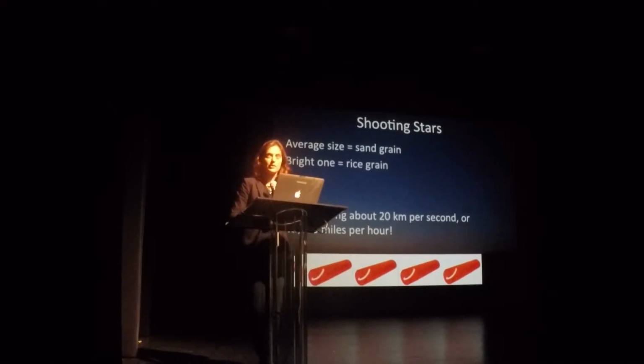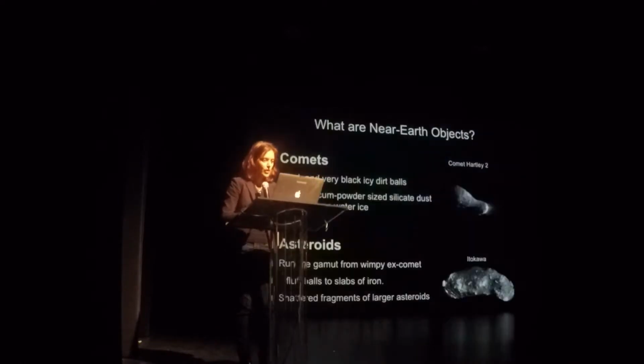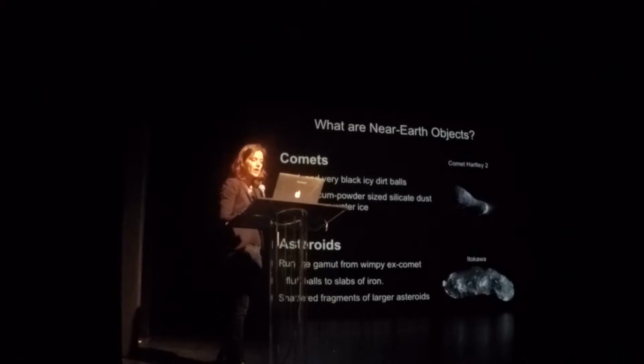All of that mass, or a large fraction of that mass, is getting converted into energy that you can see in the form of light and heat. So what are these near-Earth objects that we were talking about? Well, they come in two varieties, the cometary bunch and the asteroidal bunch. Broadly speaking, you could think of these as two ends of a spectrum.